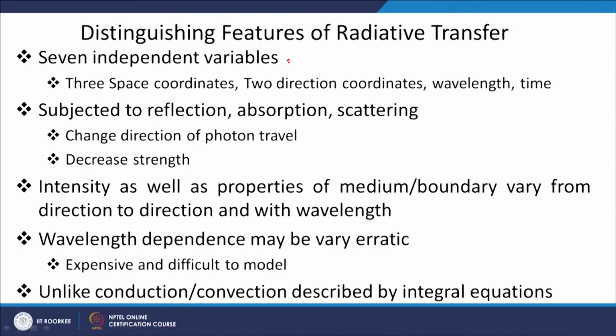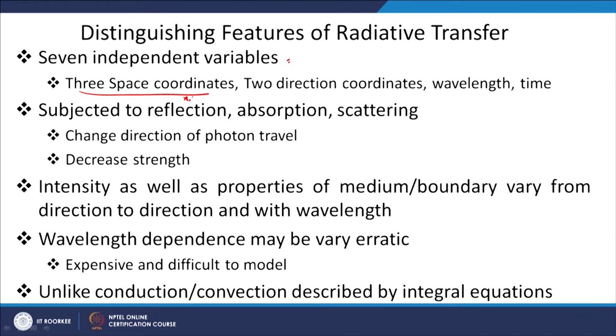So, what are the distinguishing features of radiative heat transfer? Compared to conduction and convection, the problem of radiative heat transfer is going to be very challenging. As we go along this course, we will understand there are many challenges. The first challenge is that the number of independent variables is very large. We have 3 space coordinates, x, y, z, which we have in conduction and convection also, but what we do not have in conduction and convection is directional coordinates. As I explained, the intensity of radiation travelling in this direction is going to be different from the intensity travelling in that direction.